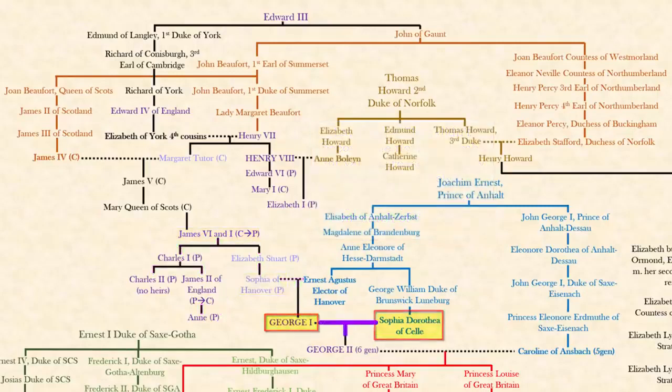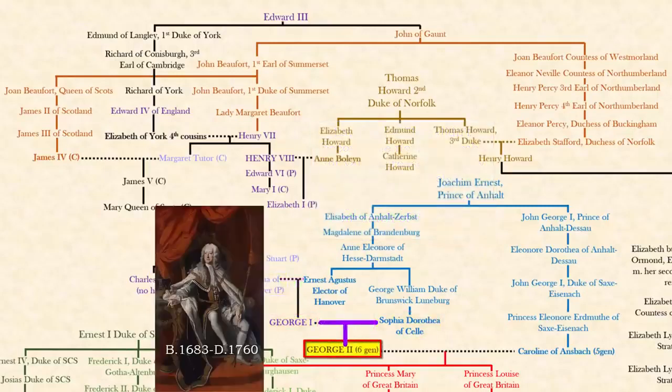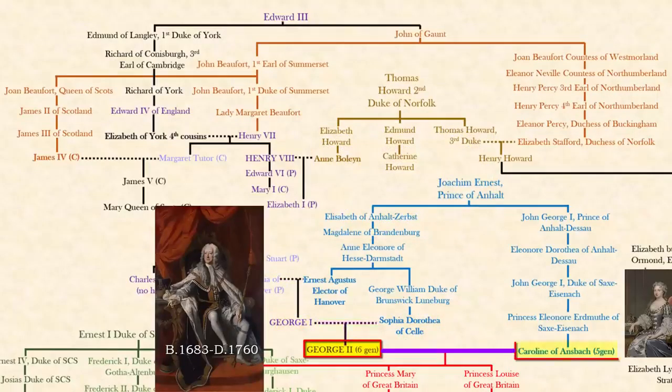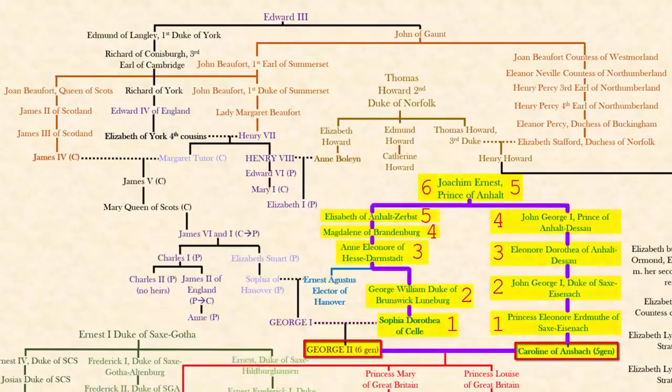They had King George II. George II married a cousin, Caroline of Ansbach. George and Caroline share the same ancestor, George through 6 generations up and Caroline through 5 generations up. Their common ancestor is Joachim Ernest, Prince of Anhalt, in the mid-1500s. George II and Caroline are considered fourth cousins once removed.